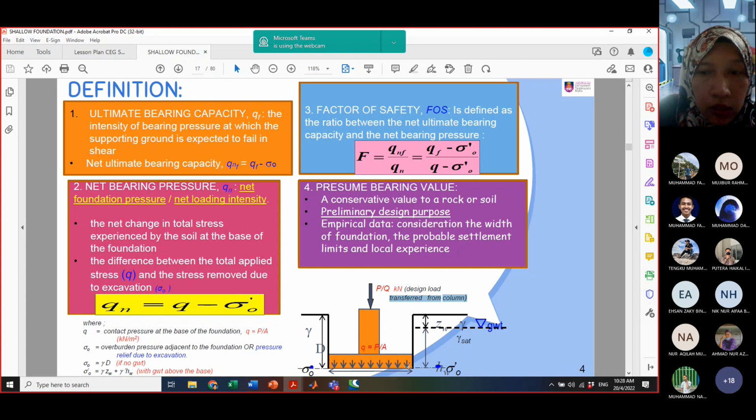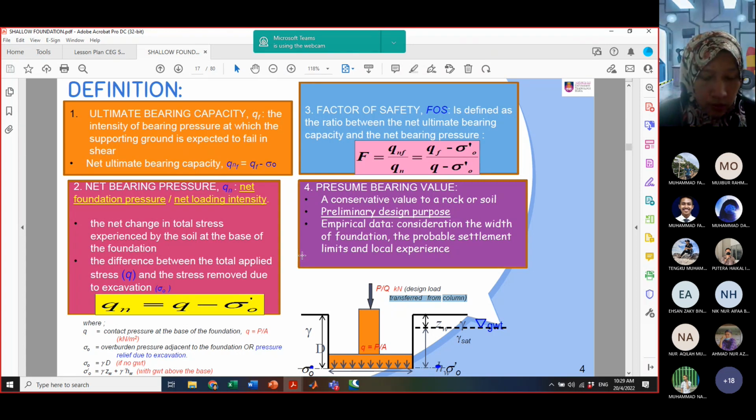Okay, there are some conditions for sigma naught. You need to check closely whether it has a groundwater table effect or not. That will be explained later on. What I just explained, gamma times D, applies if you do not have any groundwater table effect. So the overburden pressure at the base of the footing can be calculated as gamma times D. We want to check the net bearing pressure in terms of the effect of the contact pressure from the design load of the column together with the overburden pressure.